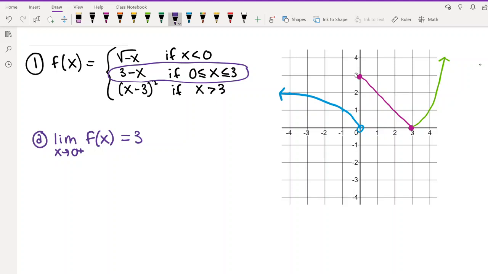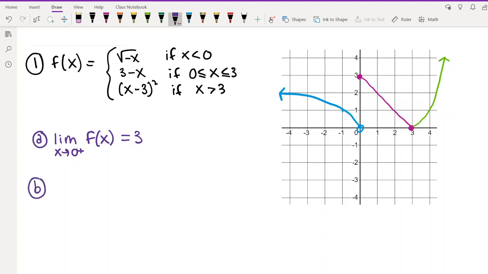Well, you use the second equation. And so without drawing the graph, you could have just gone in and said, okay, I can see that when x is greater than or equal to 0, we use the second equation. And so you could have just plugged 0 into that, right? And you'd get 3 minus 0, which is 3. So it agrees with what we saw on the graph.